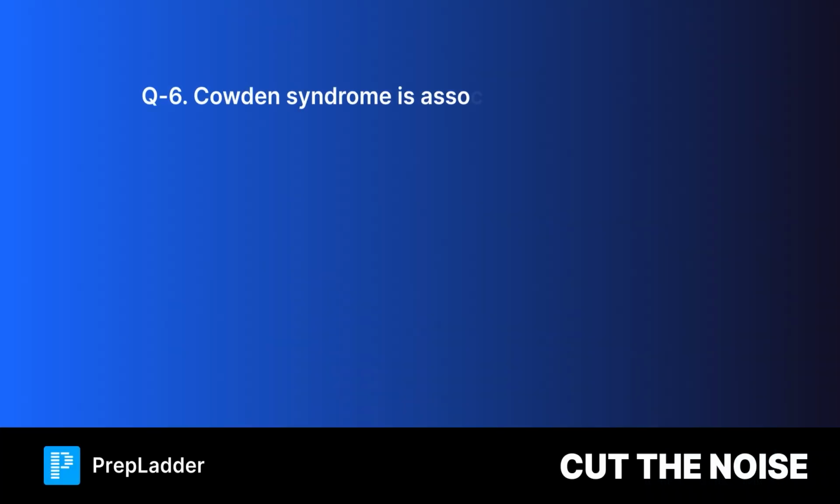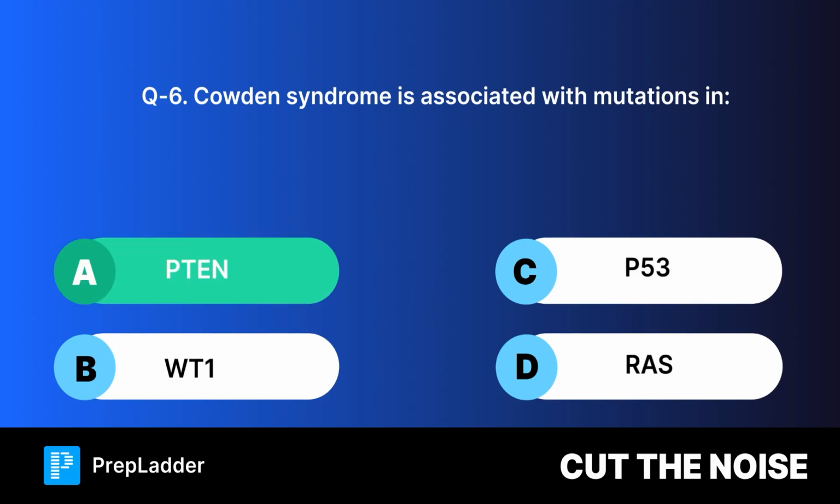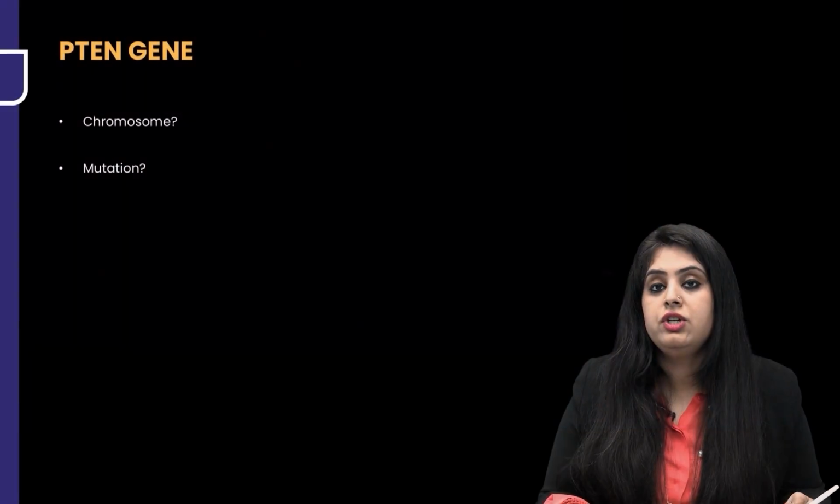Question number 6. Cowden syndrome is associated with mutations in. Your options are. And the correct answer is PTEN. Here is the explanation. The next gene is the PTEN gene.